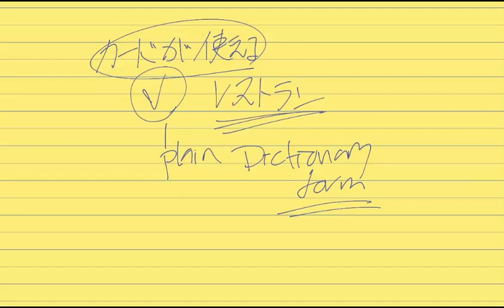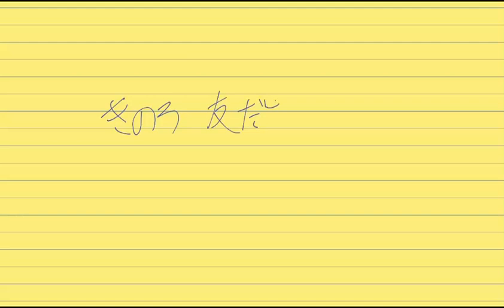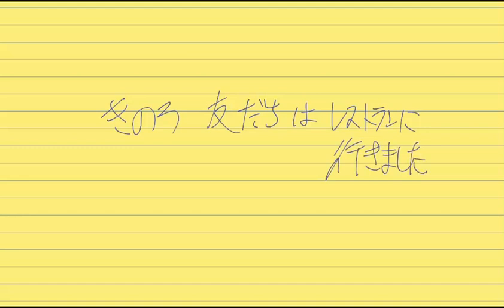Another one is if you're including the main subject involving は, it needs to be が. So let me just give you one example. Let's just say 昨日友達はレストランに行きました。So my friend went to a restaurant.